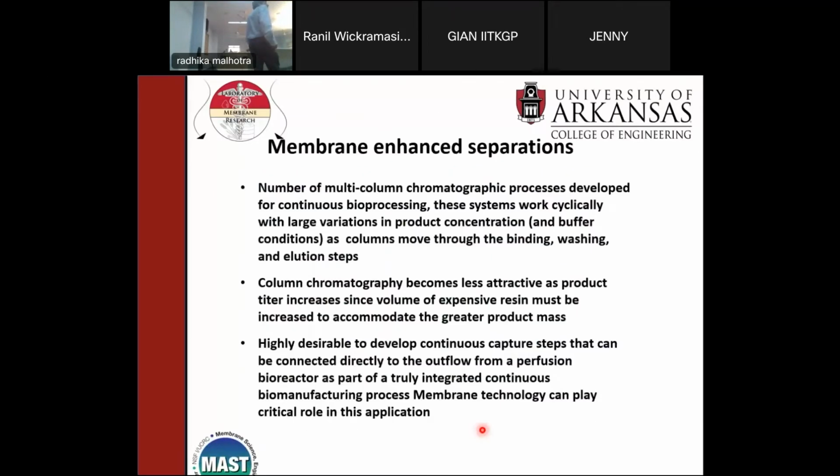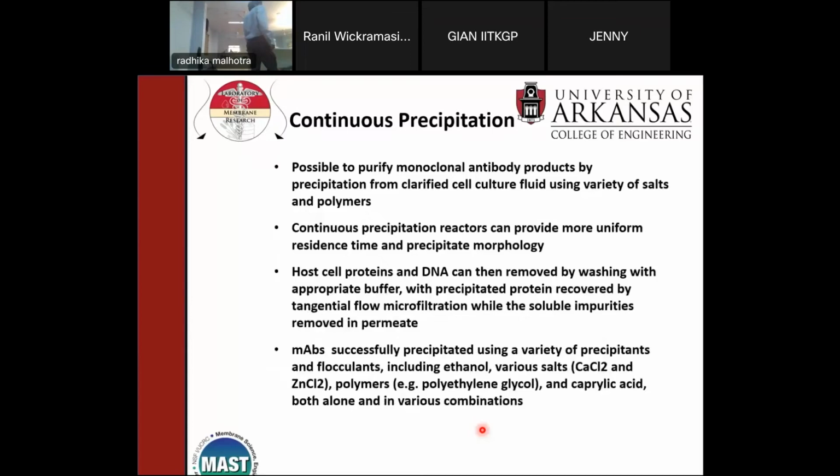A few more things. We talked about some of this already. So multi-column chromatography processes, this is membrane-enhanced separations, developed for continuous bioprocessing. These simple systems work cyclically, with a large variation in product concentration. Column chromatography becomes less attractive as the product titer increases and becomes more expensive, and so we are looking at membrane chromatography, which can play a critical role here. And I've talked to you quite a bit about membrane chromatography and the advantages here. So I'll move on from that one.